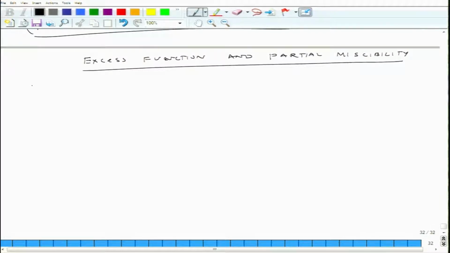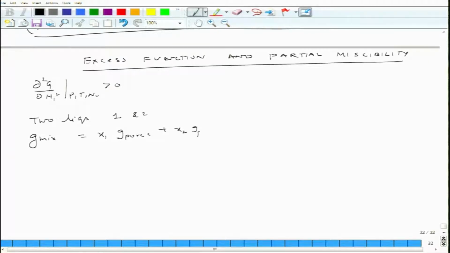In other words, if you have a mixture, then your interest is basically to look at the second derivative function, and this must be greater than 0 for a stable phase. So, let us consider a system here where you have a mixture of two liquids, let us say 1 and 2. Now, you can write down this total G mix as simply the contribution from the pure phase plus the change upon mixing.